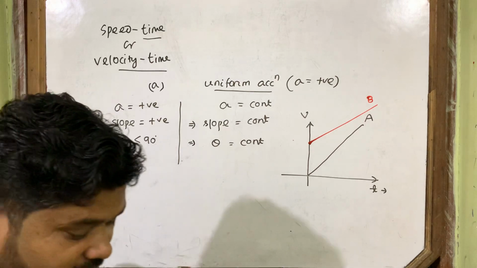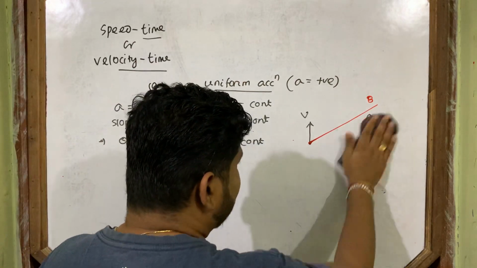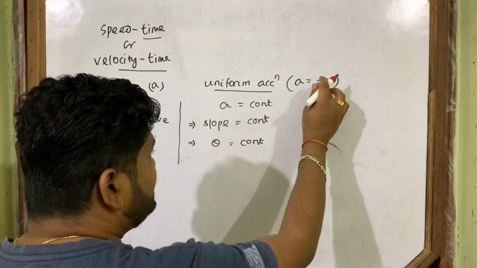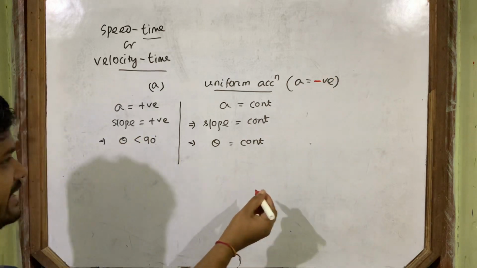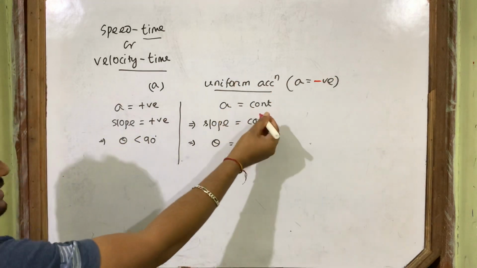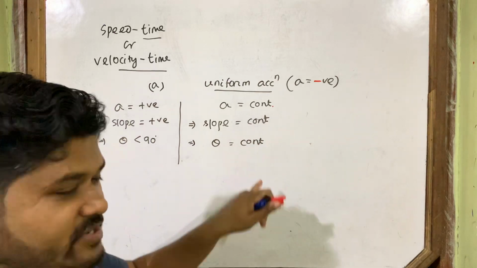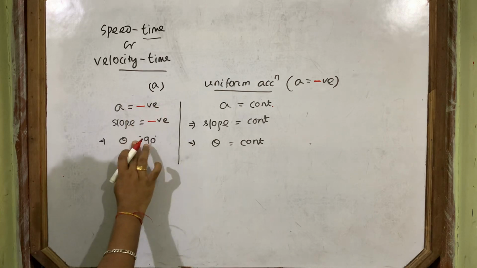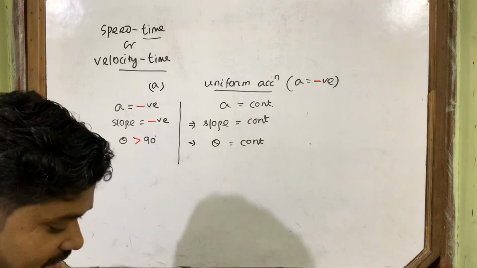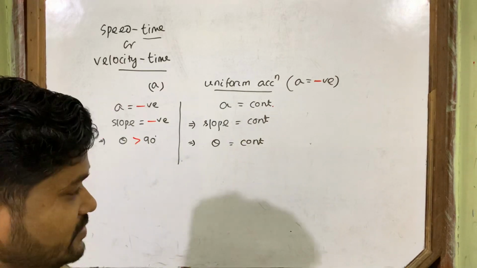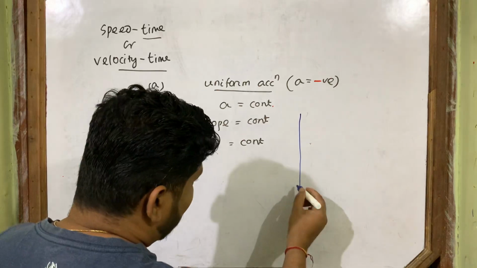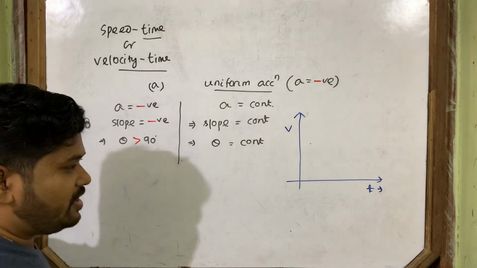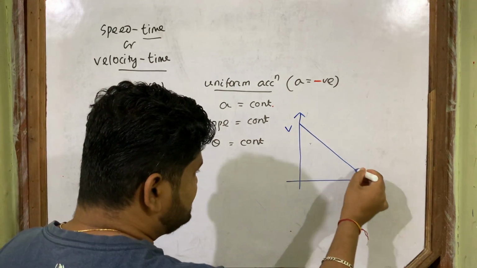Now we'll come to uniform acceleration, but negative. Uniform acceleration, but a is negative, means deceleration. A negative, but uniform acceleration, so a constant, so theta constant, so graph is straight line. The change will be here, a negative, slope negative. So theta must be greater than 90 degree, means obtuse angle it will make. So how the graph will be? See, this is velocity, this is time, obtuse angle. So graph will be like this.